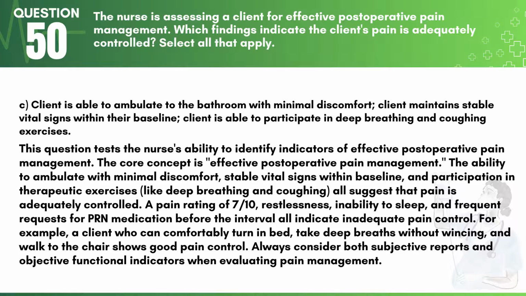A pain rating of 7 out of 10, restlessness, inability to sleep, and frequent requests for PRN medication before the interval all indicate inadequate pain control. For example, a client who can comfortably turn in bed, take deep breaths without wincing, and walk to the chair shows good pain control. Always consider both subjective reports and objective functional indicators when evaluating pain management.